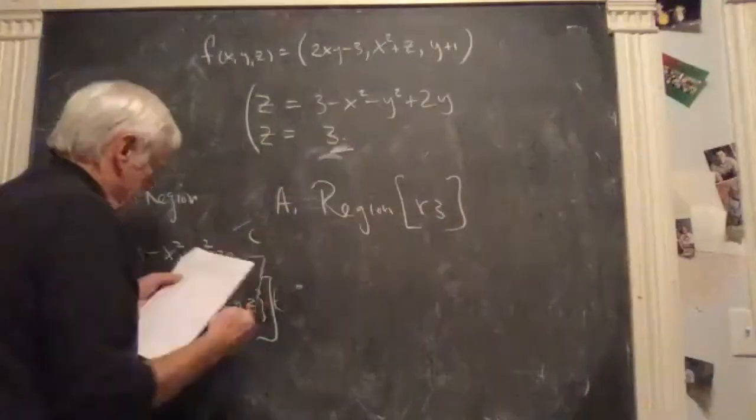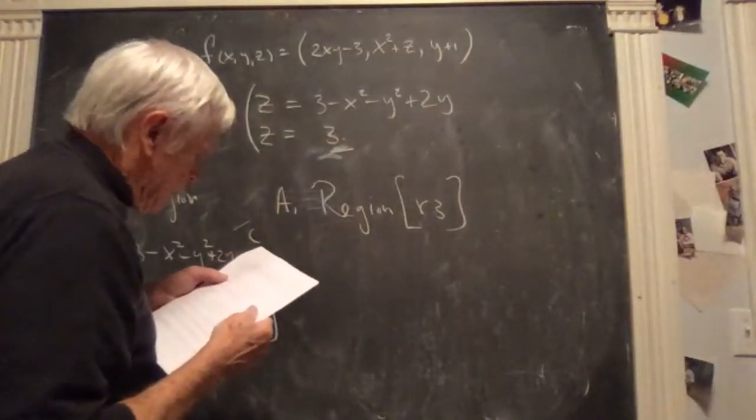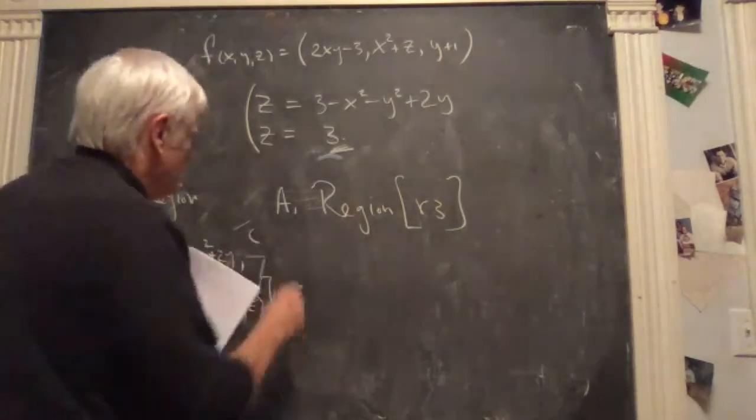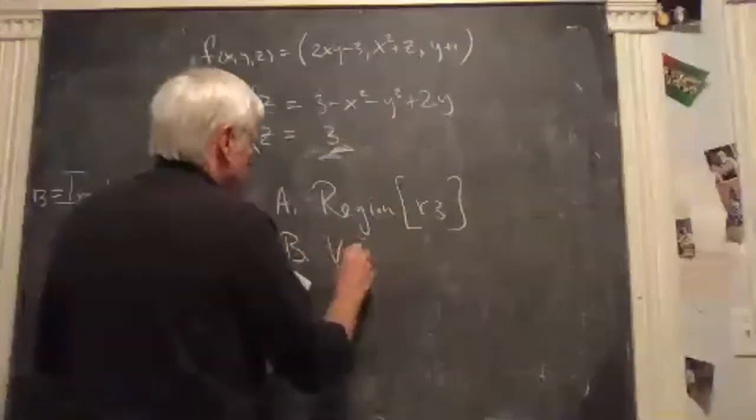That should do that. Plot the vector field F. So this is vector plot 3D again.